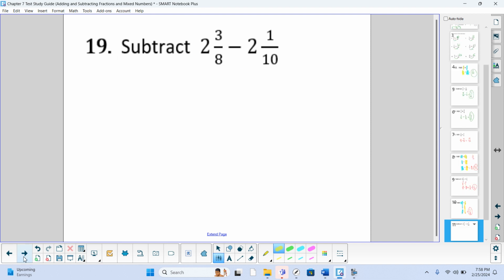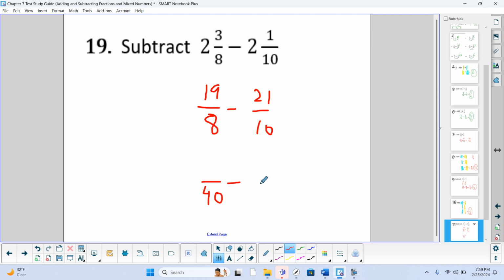Next question. 2 and 3/8 minus 2 and 1/10. What do I got? 2 times 8 is 16, plus 3 is 19, so that would be 19 over 8, minus 2 times 10 is 20, plus 1 is 21, so 21 over 10. Once again, this mixed number 2 3/8 is equal to 19 over 8, and this mixed number 2 1/10 is equal to 21 over 10.